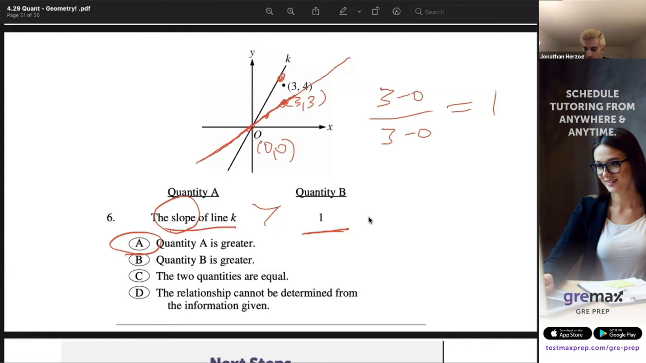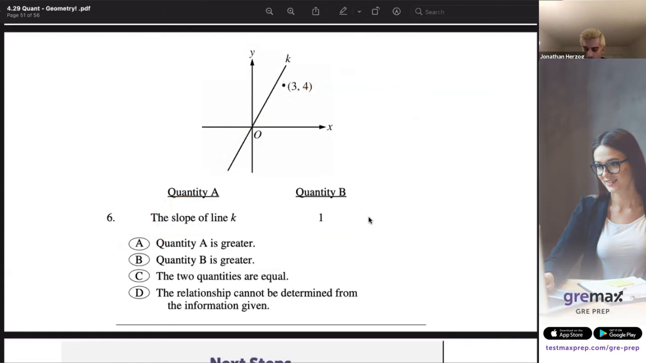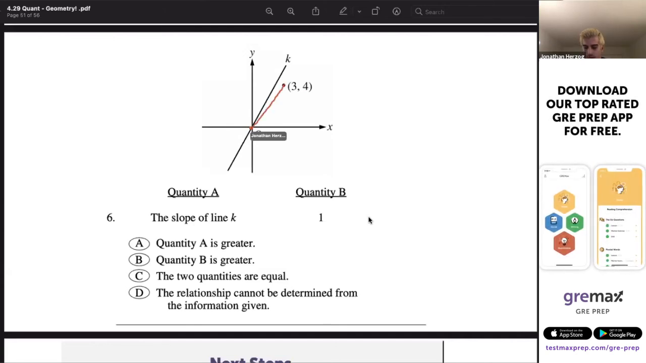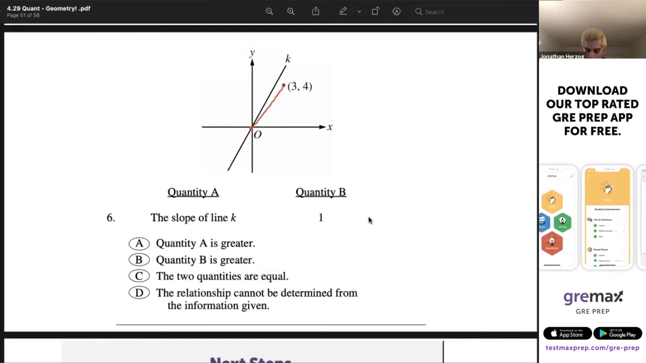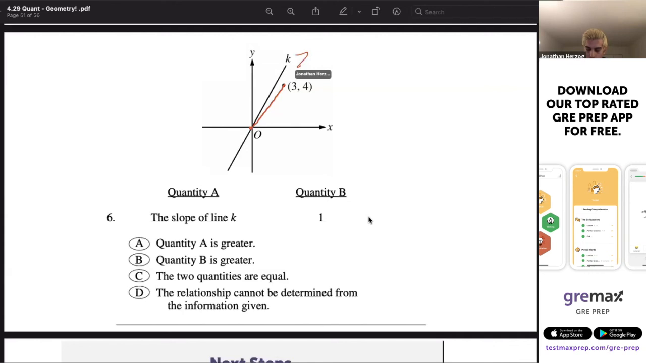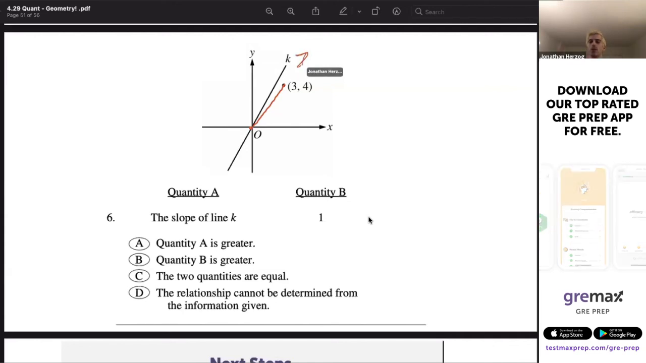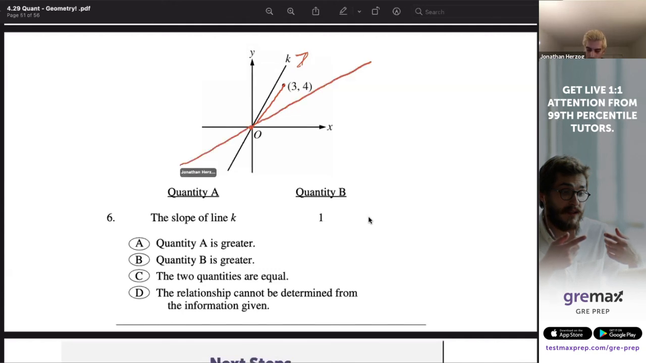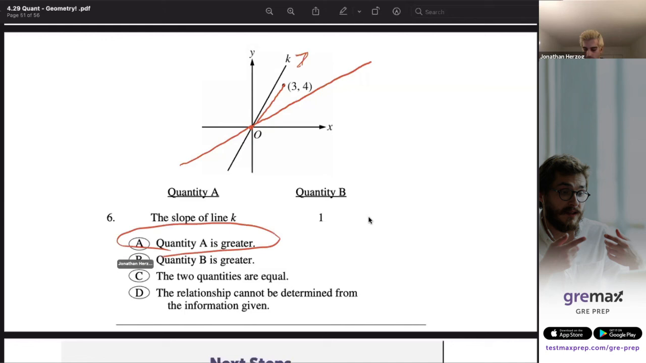As always with the GRE, you could calculate the slope of this line using this point, and again, see that regardless of what that slope is, this line's slope is going to be greater. It's going to be more positive. It's steeper. It's harder to get up that hill. Or you could compare it to that line of slope 1. Either way, quantity A is greater.